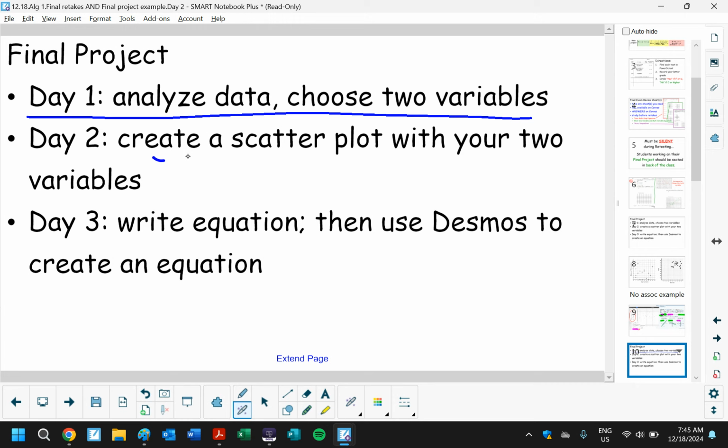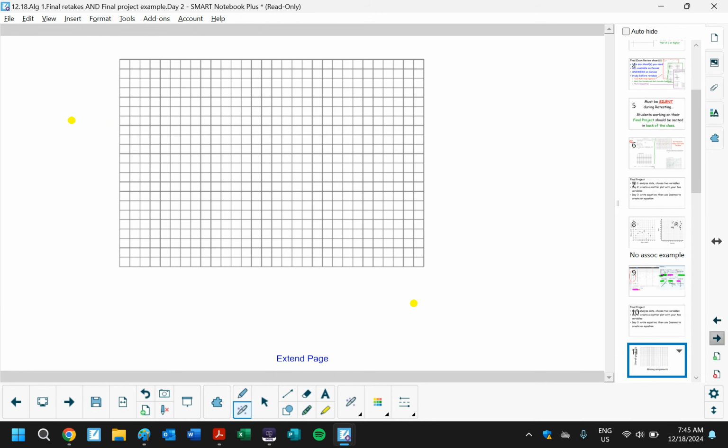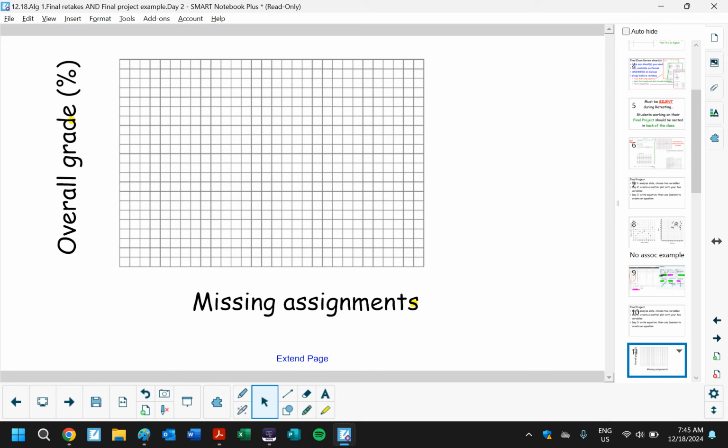Next up is you making your own scatter plot. And it's not going to look exactly like what you see in Desmos. Now the first thing you're going to be asked to do is label it. For instance, I'm going to show you an example comparing the overall grade to missing assignments. Now one could assume a negative relationship here, negative association. As missing assignments increase, overall grade decreases, or you could have said it the other way. Overall grade decreases as missing assignments increase.